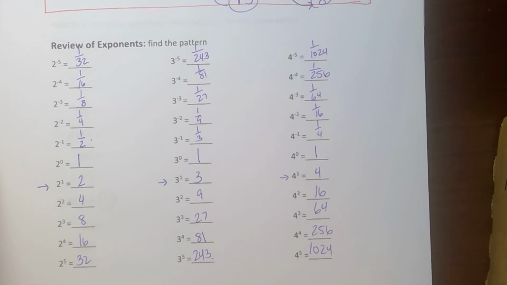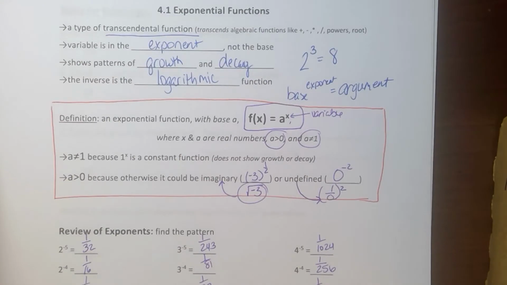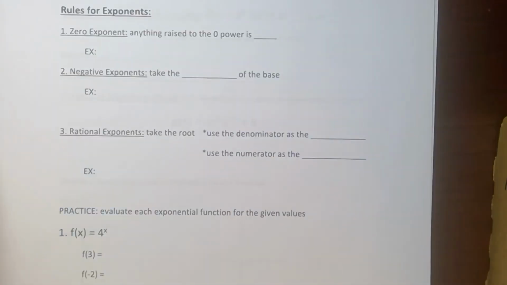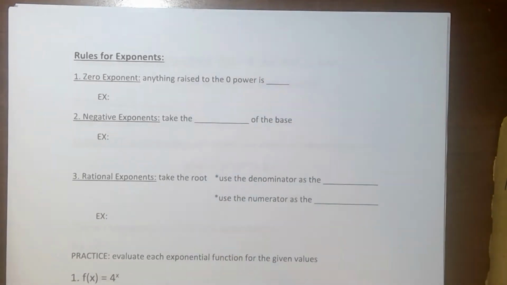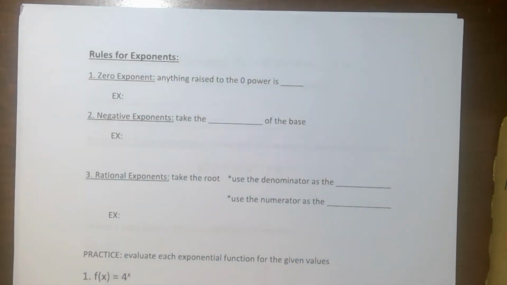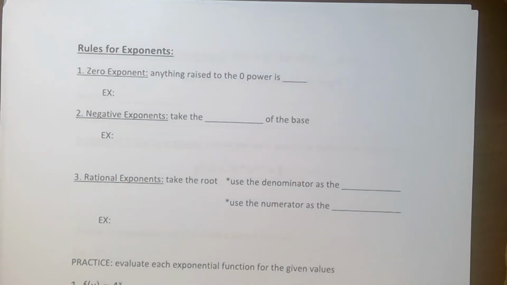All right, so there's our pattern of exponents. That leads us right into some rules for exponents so that we can remember how to apply this no matter what our base is. Because exponential functions and logarithmic functions are inverses, once we learn our rules for exponents, they're going to carry us forward into logarithms so that we know our rules for logarithms pretty much as well.